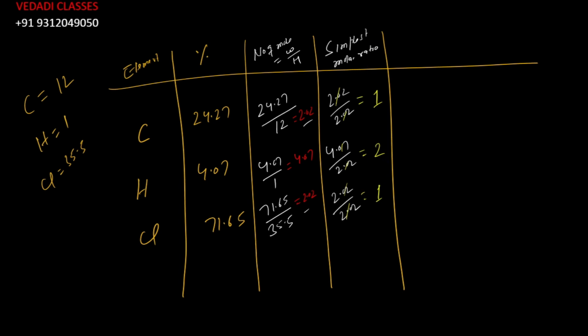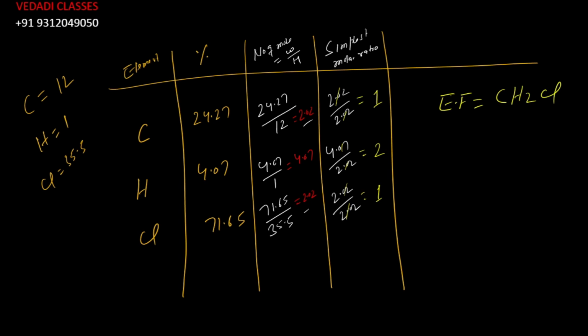There is no need to find the simplest whole number ratio, because the values are already whole numbers, so we do not have to move towards other values. This is enough. With the help of this, you can find the empirical formula. The empirical formula of this compound will be: 1 carbon, hydrogen is 2, and chlorine is 1. This is the empirical formula.